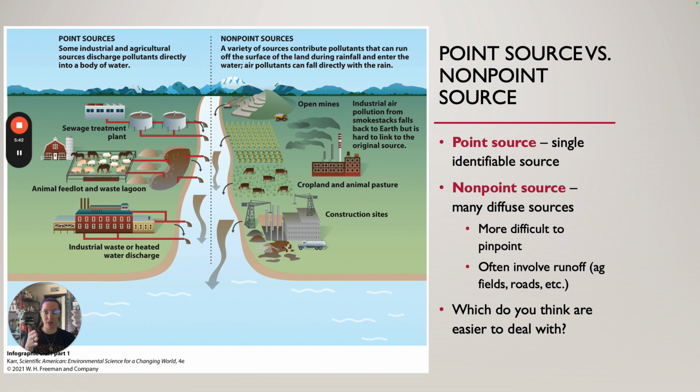So what is a point source versus a non-point source type of pollution? So a point source simply means that there's a single identifiable source for where that pollution came from. So in this case, here on the left-hand side from this infographic from your book, we can look at some industrial and agricultural sources discharge pollutants directly into a body of water. So we have sewage treatment plants that go directly into this particular river, or a feedlot and waste lagoon, or even industrial waste or heated water discharge.